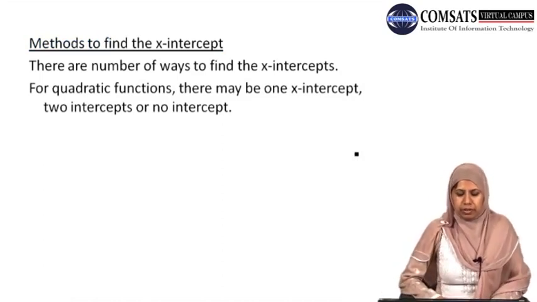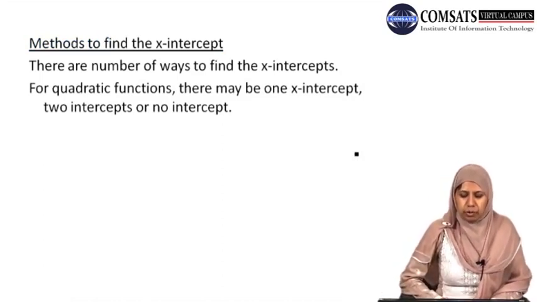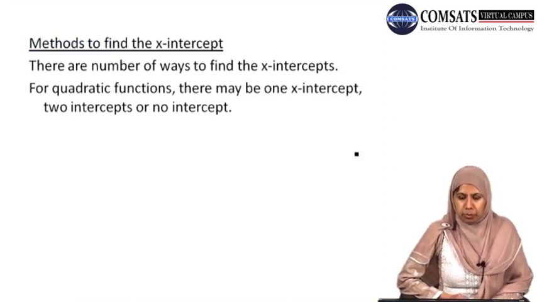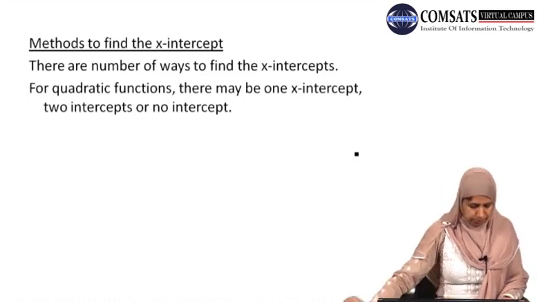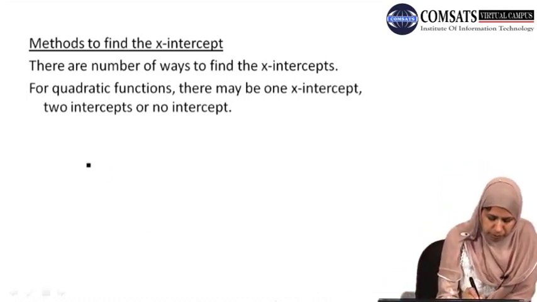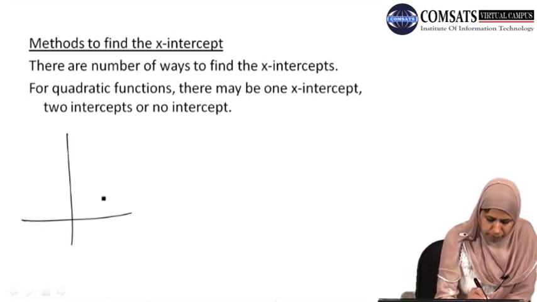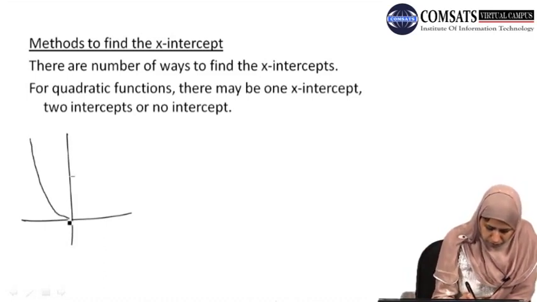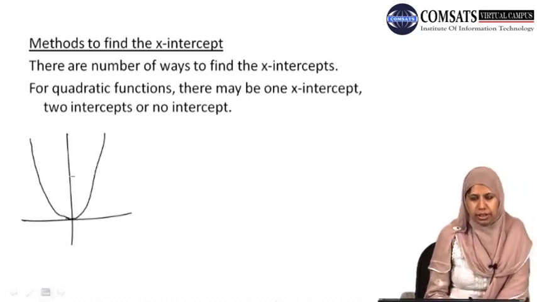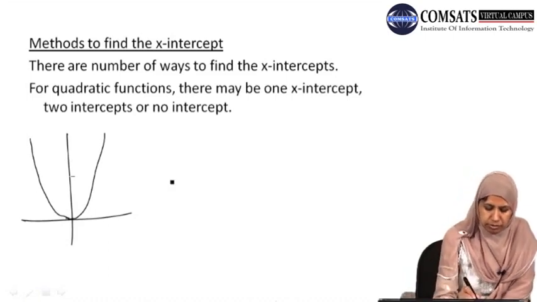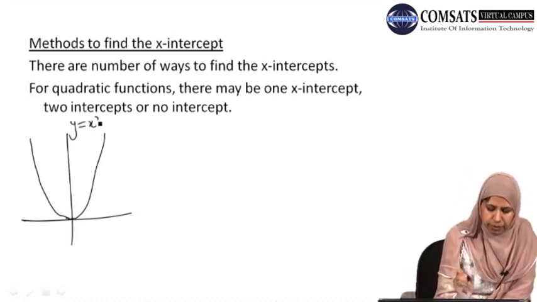Now there are many methods to find the x-intercept of a quadratic function. The x-intercept may be one point, that is one point where the graph crosses the x-axis. It may be 2 points, or there may be no x-intercept. Okay, what do we mean by this? For example, we have a quadratic function like this, which is y equals x square.